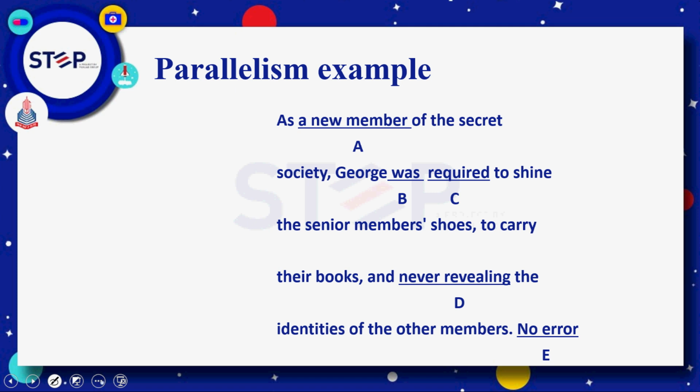Parallel structure example in the form of a usage question or spot the error question, as it occurs in most of the tests, including MDCAT. As a new member of the secret society, George was required to shine the senior members' shoes, to carry their books, and never to reveal. It should be never to reveal, and never revealing the identities of. Actually, as a new member of the secret society, George was required to shine the senior members' shoes, to carry their books, and never to reveal. It should be delta. The answer is delta.